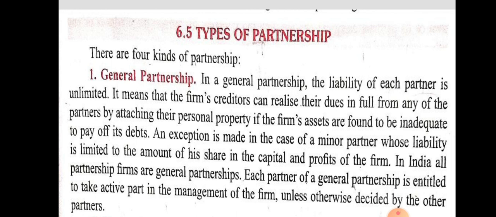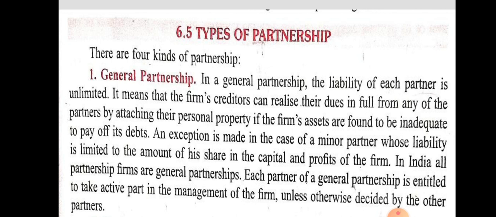The liability of the minor partner is limited to the amount of his share in capital and profits of the firm. So if the capital investment of the minor is 1 lakh, then the liability will not cross 1 lakh. Or if the share of the profit of the minor is 1/10, the liability will not exceed 1/10. In general, in India, all the partnership firms are general partnership.